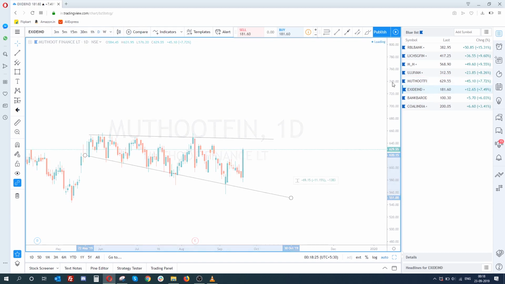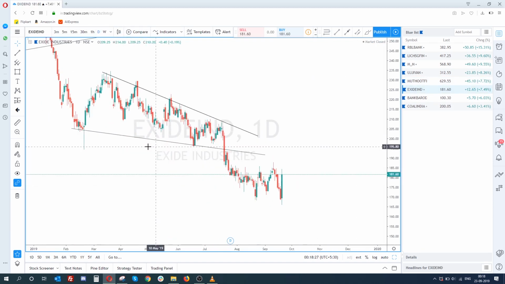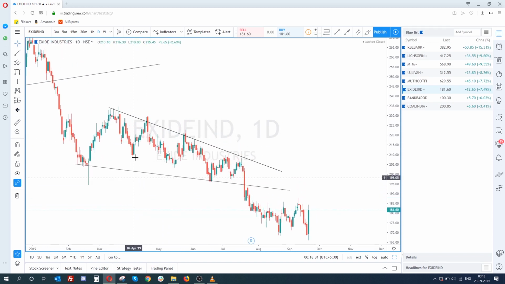And again, coming back to Exide India, okay, this is kind of a triangle pattern. Most of the time you will be able to see triangle patterns in many of the stocks. That is why I was covering the triangle pattern initially. These patterns are really helpful, and they occur in every stock.